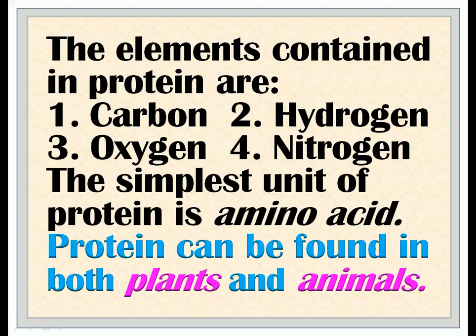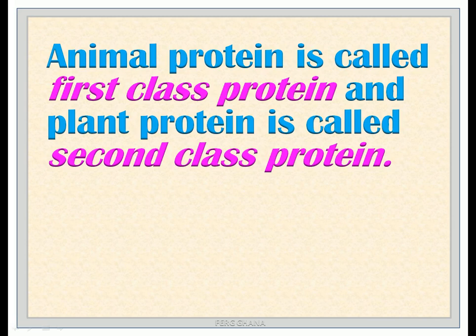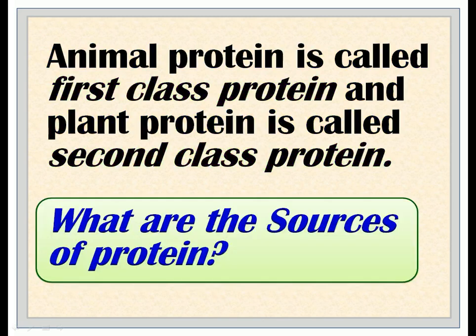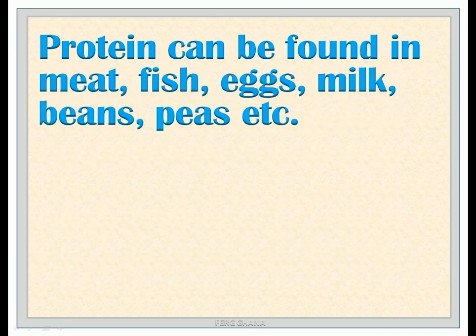Protein can be found in both plants and animals. Animal protein is called first-class protein, and plant protein is called second-class protein. What are the sources of protein? Protein can be found in meat, fish, eggs, milk, beans, peas, etc.